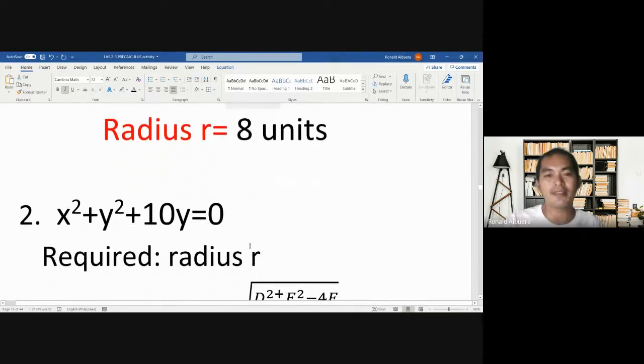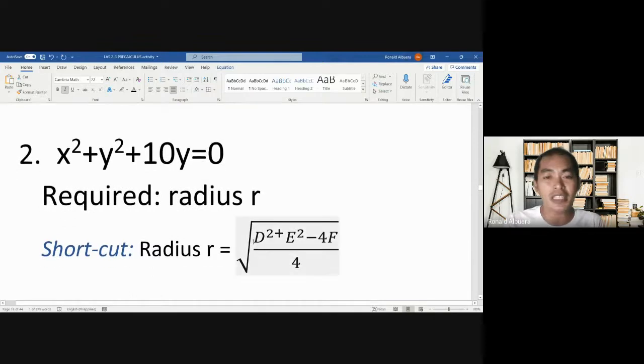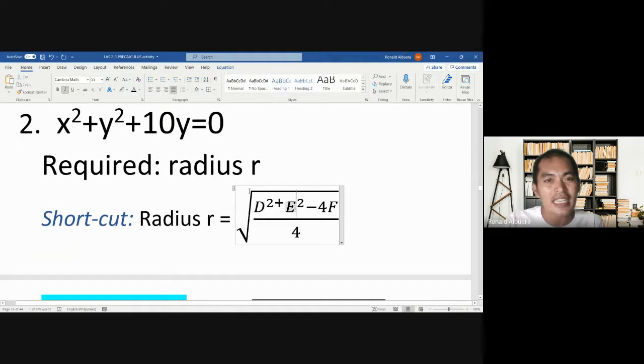Now, another example, if given the general equation of the circle, x squared plus y squared plus 10y equals 0. What is the radius? So by substituting to the formula, the value of d, which is 0, kasi wala siyang x sa given. So 0 ang d. At ang e ay 10. At ang f ay 0 kasi walang constant na f represented by f.